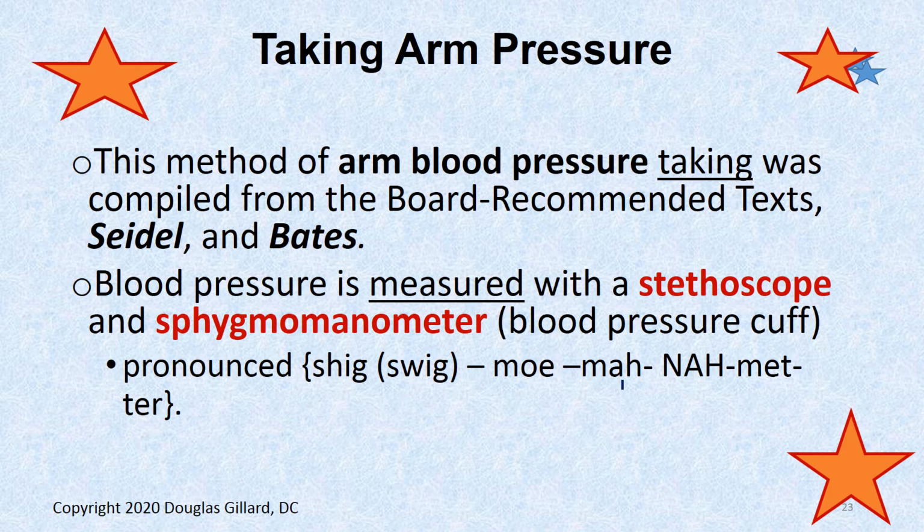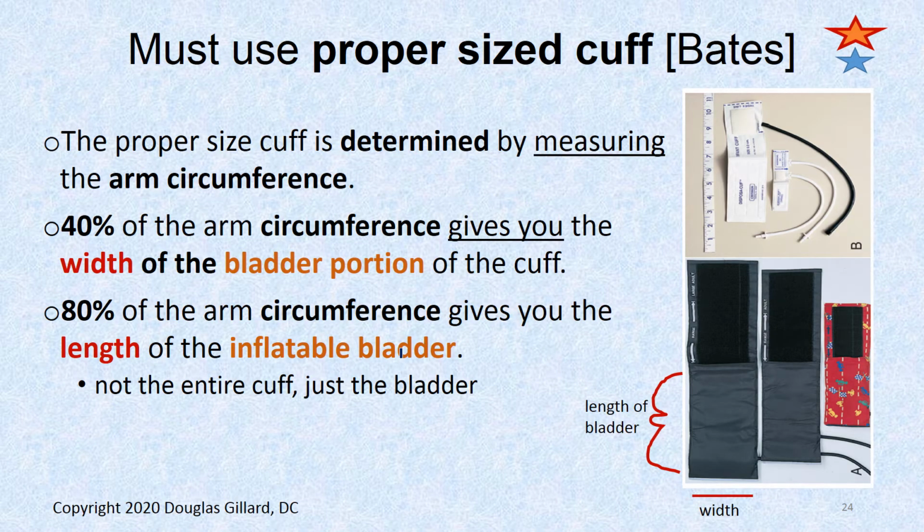Sphygmomanometer is the way you pronounce that. That's the cuff and the little dial thing. You should know the cuff sizes, like basic stuff. You measure the circumference of the bicep, and 40% of that number will give you the width of the bladder. Remember, the whole cuff is not a bladder. The bladder is only the part that blows up. That's the bladder. So 80% of the circumference will give you the length of the bladder, and this is the length, not the length of the whole cuff, it's the length of the bladder.